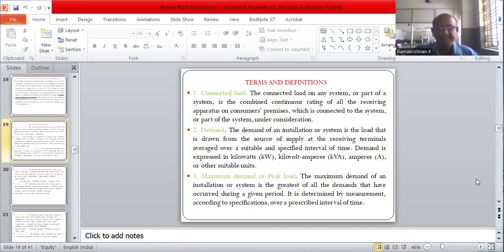Next is the maximum demand, which can also be frequently called peak load. So here it is the highest value of the electric power demand that has been generated over a given period of time from a power plant. So it is the maximum electric power demand that is generated over a certain period of time. It is normally indicated over a period of prescribed time, maximum demand or peak load.